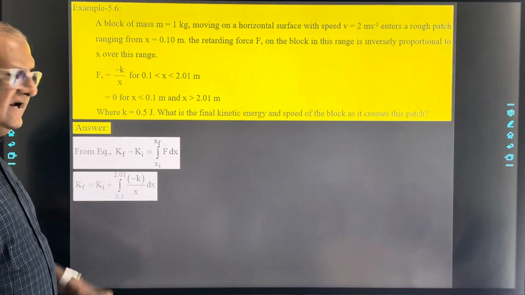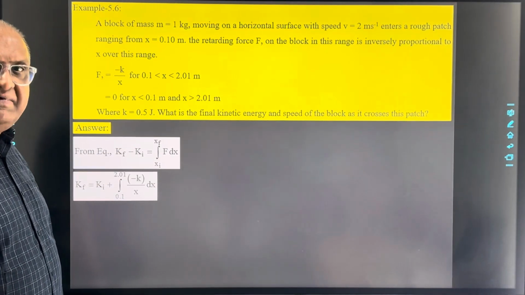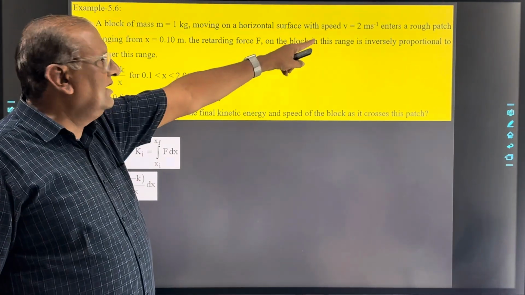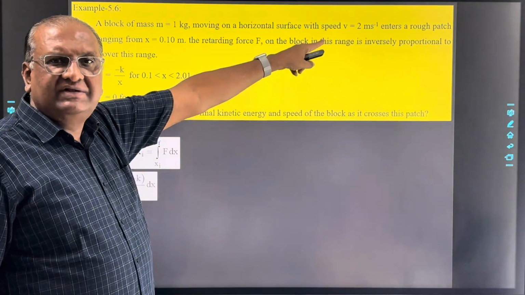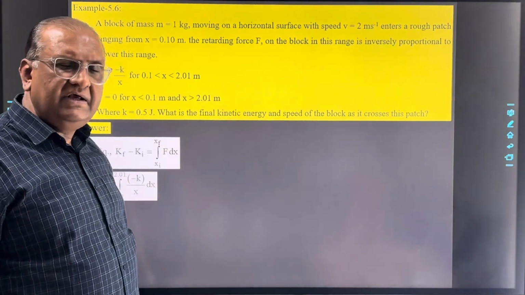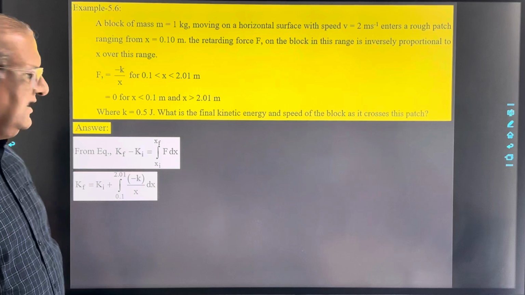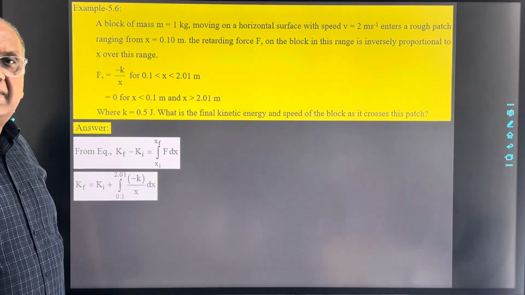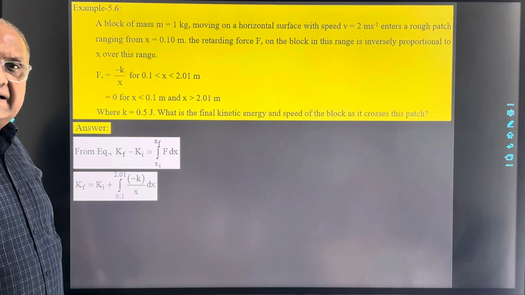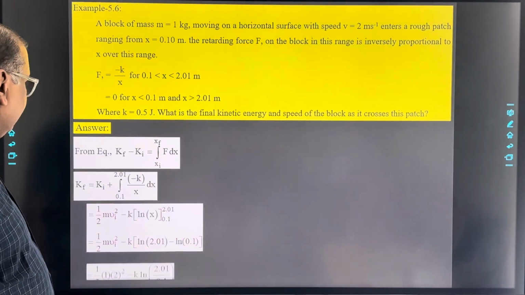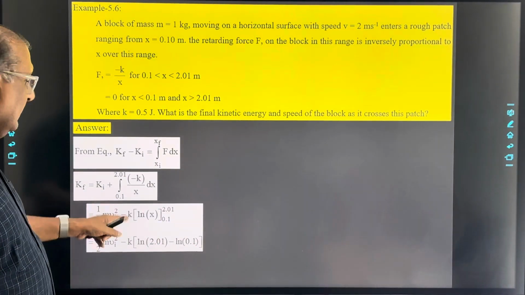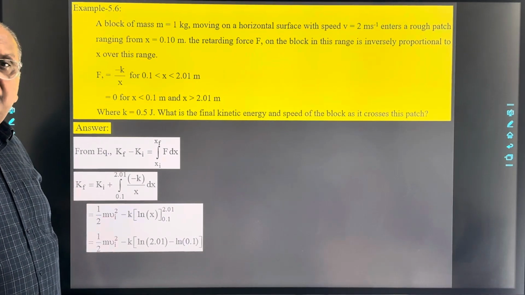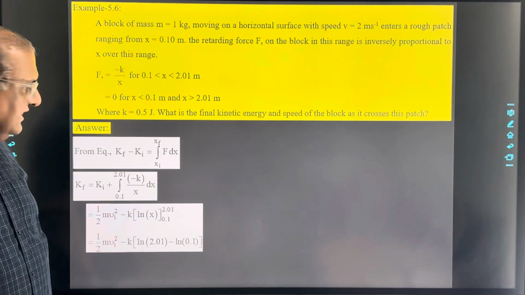Here Ki is taken on the right hand side because we can calculate it easily, because the mass of the block and initial velocity of the block are given to you. So we can calculate initial kinetic energy. Now here integration of 1 upon x dx is equal to ln x. So ln x, that is the natural log of x, right? Natural log means log at the base of e.